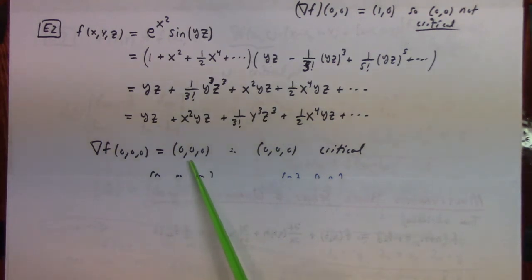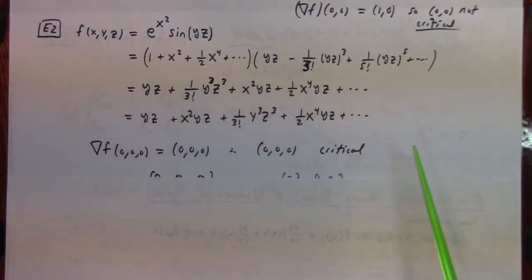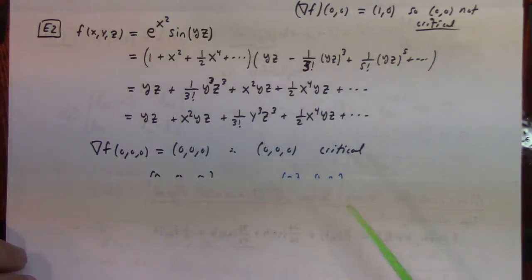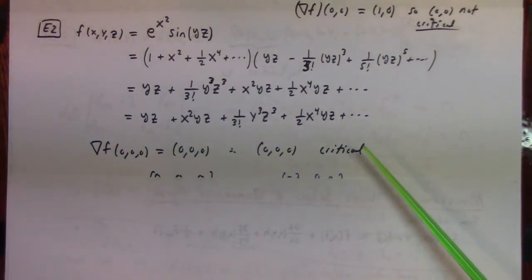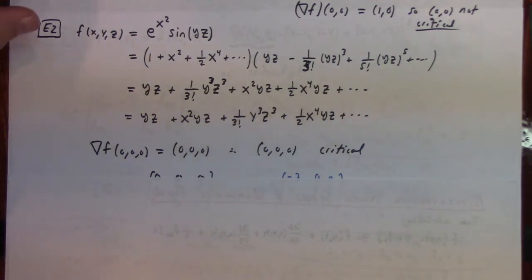Anyway, this time you notice that there are no linear terms, which speaks to the fact that the gradient at 0 is 0. So 0, 0, 0 is a critical point, and so we can ask ourselves the question: what kind of critical point is it? Is it a local min? Is it a local max? Is it neither? How can we decide?